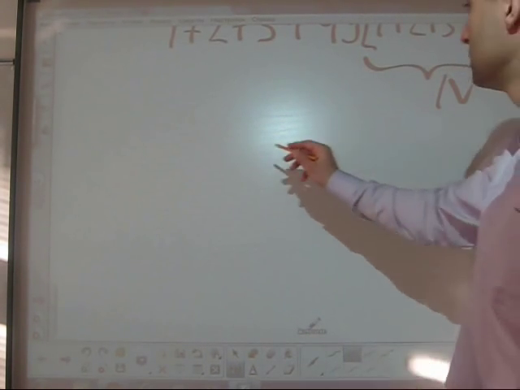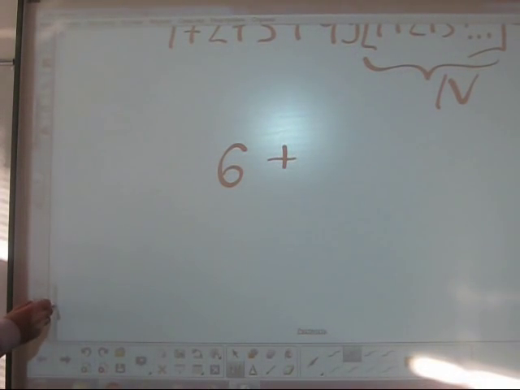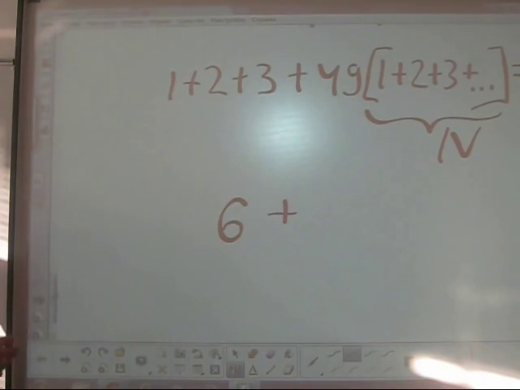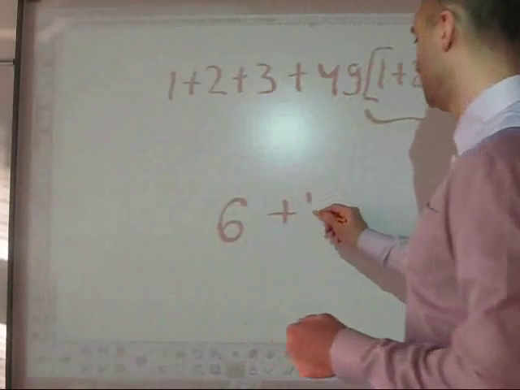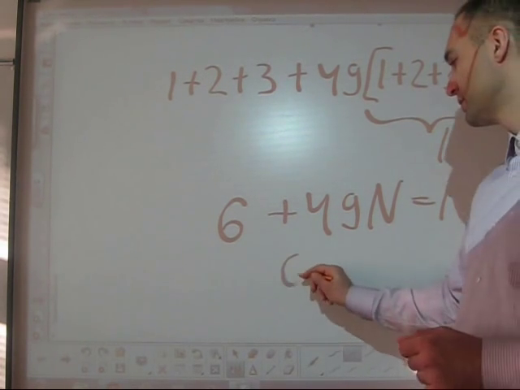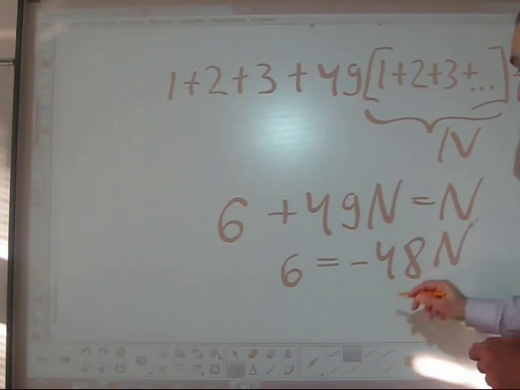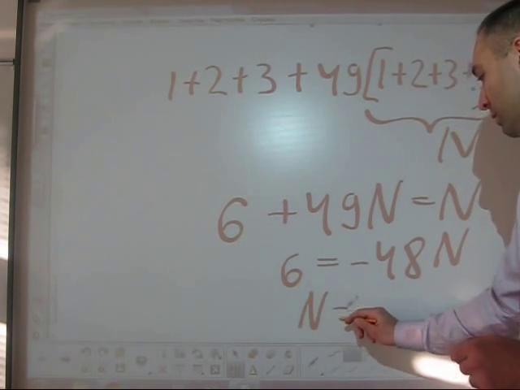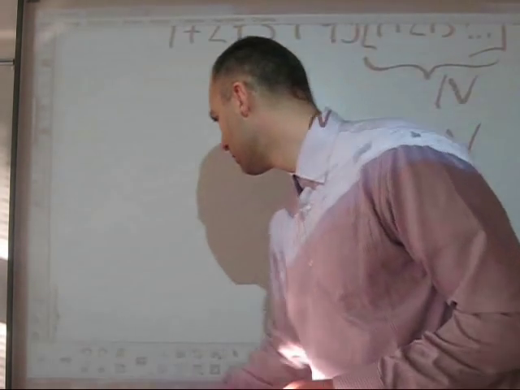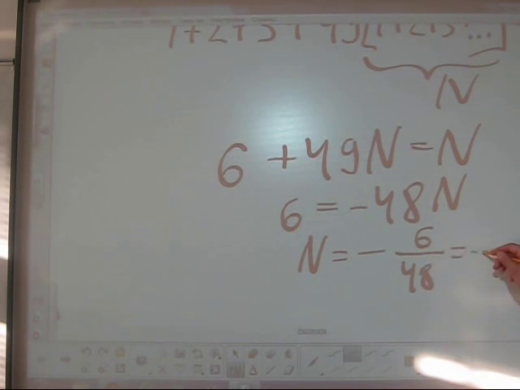Now we got 6 plus, move it up again a little, 6 plus 49n equals n, 6 equals minus 48n, and n equals minus 6 over 48 equals minus 1 over 8. Again, we got the same result.